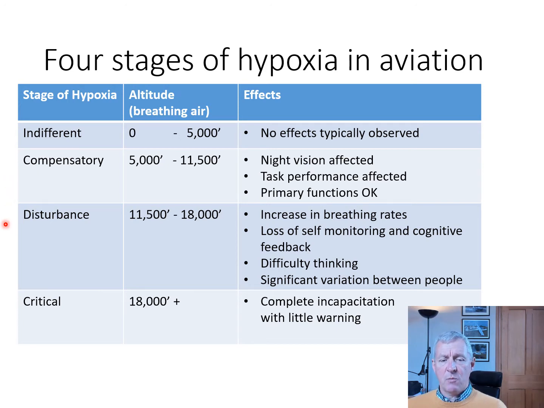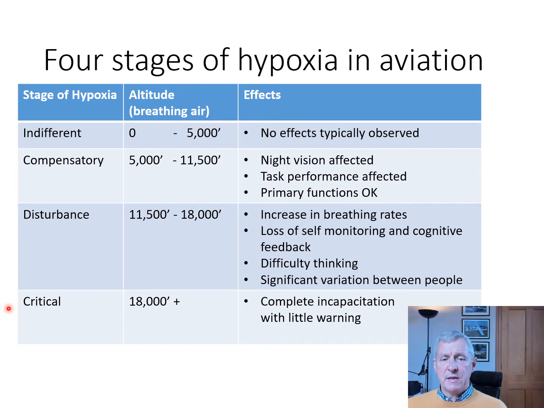Above that, we have the disturbance stage between a little over 11,000 feet and 18,000 feet. And at that stage, we're really getting quite short of oxygen. Breathing rates increase. We lose the ability to monitor ourselves and have good cognitive feedback. We have difficulty thinking, and there's a lot of variation between people. Some people can cope at higher altitudes than others. But this is quite dangerous, not least because we lose the ability to be rational about what's happened. Above that, above 18,000 feet or so, we're in danger of complete incapacitation with little warning.